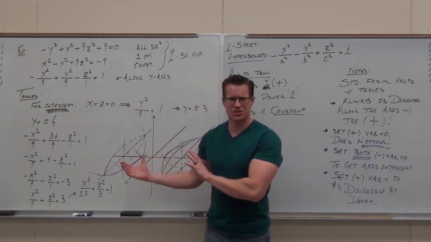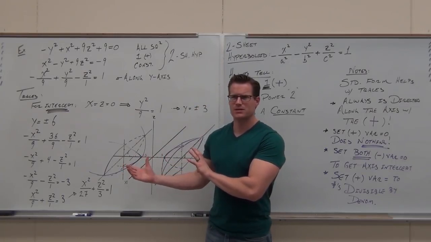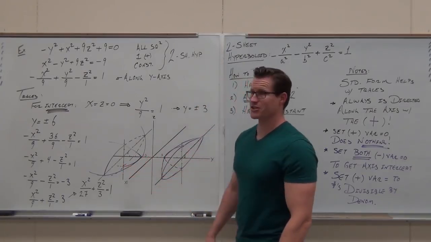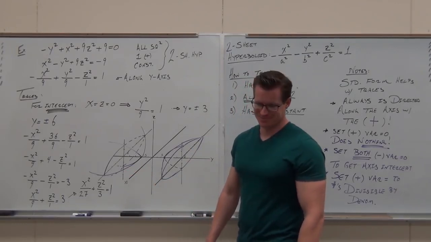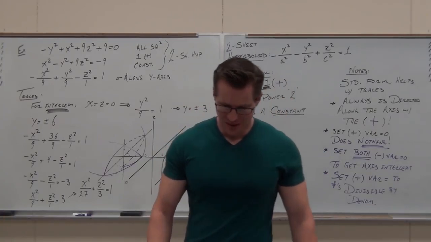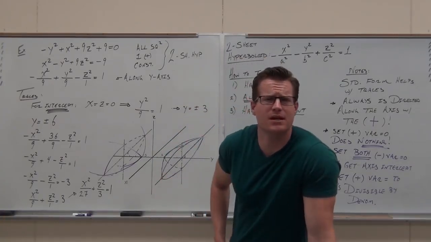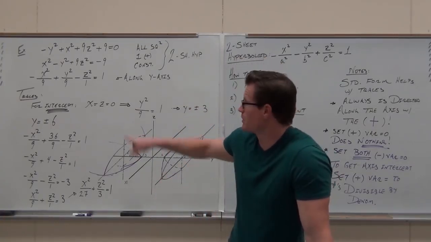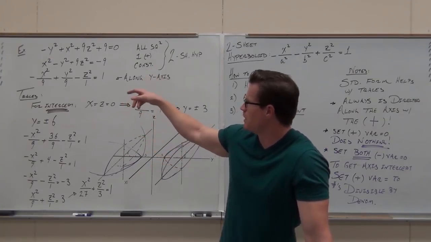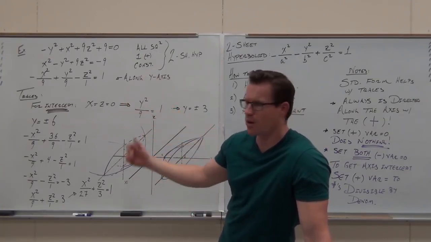Do you guys get the picture? Yes, no? Are you sure? Could you do it? Do you have any questions about it? Could you at least tell the type of shape it is by looking at the formula and going, oh yeah, okay, constant, all squared, 1 plus, 2 sheet hyperboloid along the y-axis.